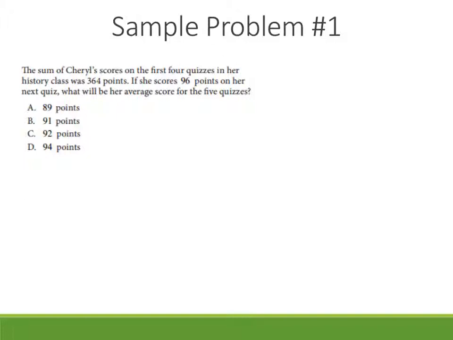Okay, so this is the first problem I pulled from the NCDAP review. It says the sum of Cheryl's scores on the first 4 quizzes in her history class was 364 points. If she scores 96 points on her next quiz, what will her average score for the 5 quizzes be? Okay, great. So first of all, what is an average?